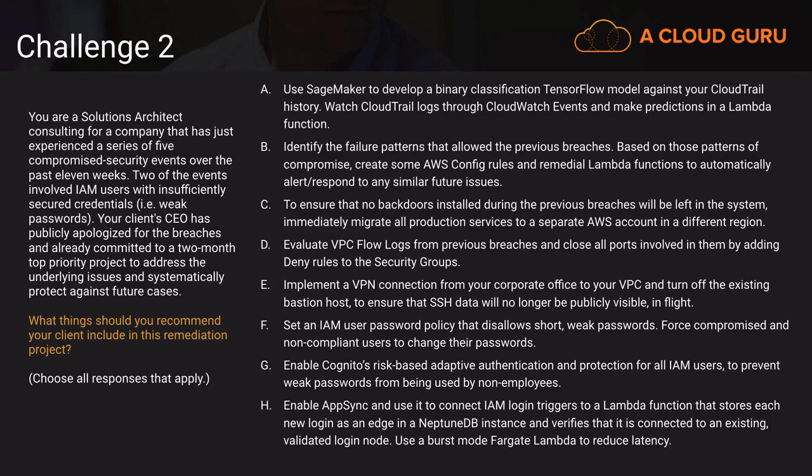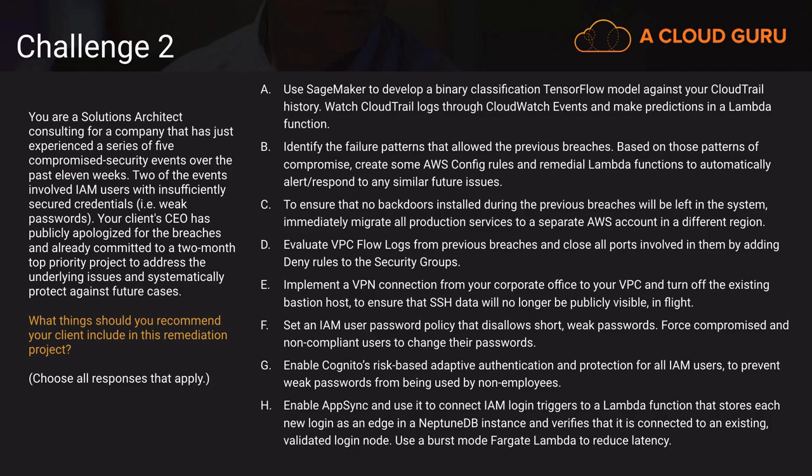Option D is we can evaluate the VPC flow logs from the previous breaches, and we can close all the ports involved by adding them to the deny rules in our security group. Well, this one actually has 2 problems with it. Number one, if I were to just indiscriminately close all the ports that I'm using, maybe I'm going to close some of the ports that I really need, like port 80 or 443 or 22. And then secondly, if you know anything about security groups, you'll know that they don't have deny rules. So I can eliminate this option just because of those 2 facts. Number one, I wouldn't want to indiscriminately close all the ports. And number 2, it has a fallacy in it. Security groups don't have deny rules.